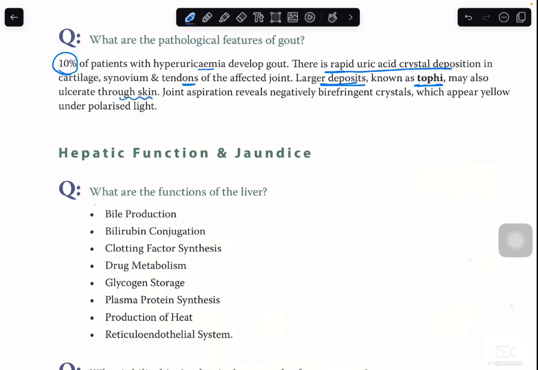Joint aspiration reveals, very important, negatively birefringent crystals which appear yellow under polarized light. So these all are very important pathological features of gout. So the aspiration will reveal the negatively birefringent crystals which appear yellow under polarized light.